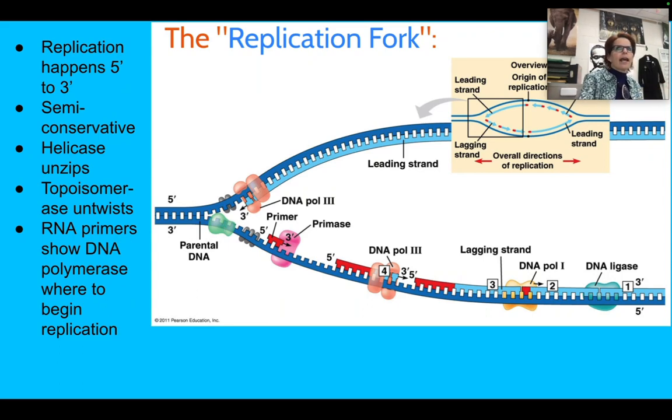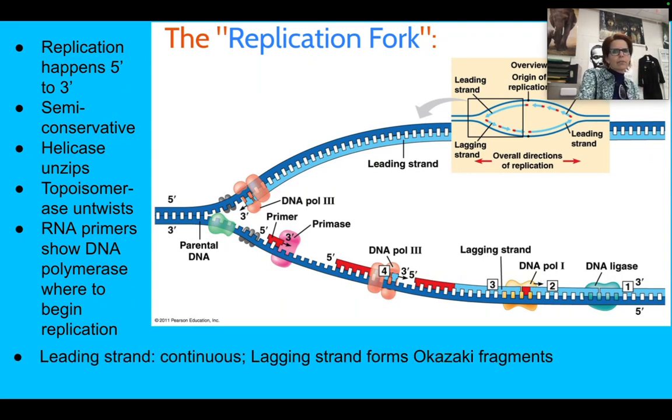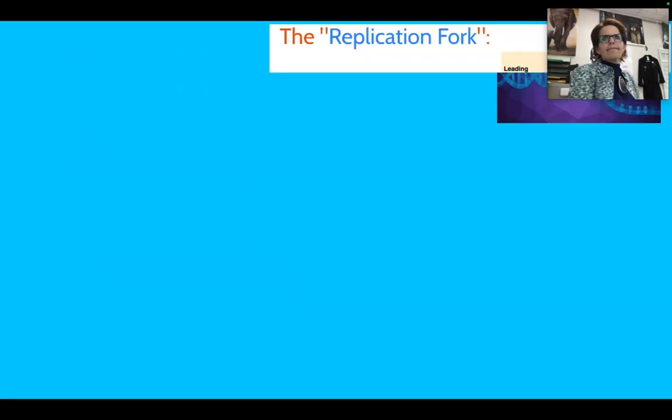DNA polymerase is adding the A's, T's, C's, and G's to copy the DNA. But on this side, the DNA polymerase has to run the opposite direction. It does it over and over and over again, which is what creates the Okazaki fragments. And then those Okazaki fragments get joined together by the enzyme called ligase.